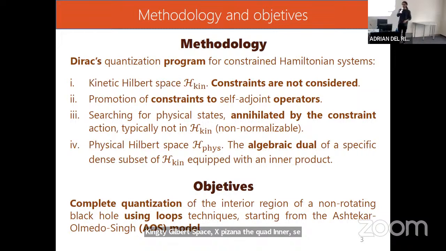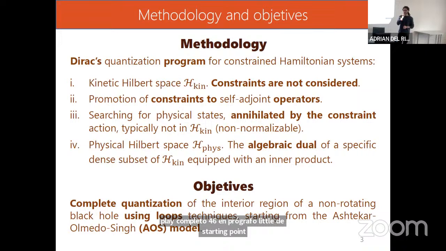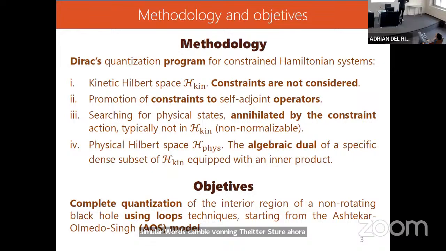Complete the quantization program for the interior region of a rotating black hole using Bloom's technique. The starting point is the Carroll-Medoc model that later on I will explain in detail. While similar works can be found in the literature, for a consistent Hamiltonian formulation, they only reach the first points of the Dirac program.